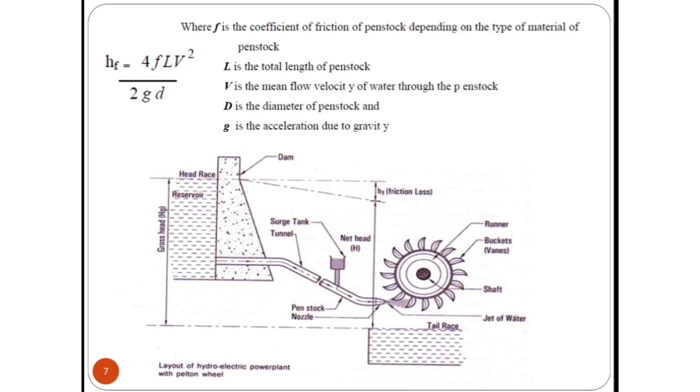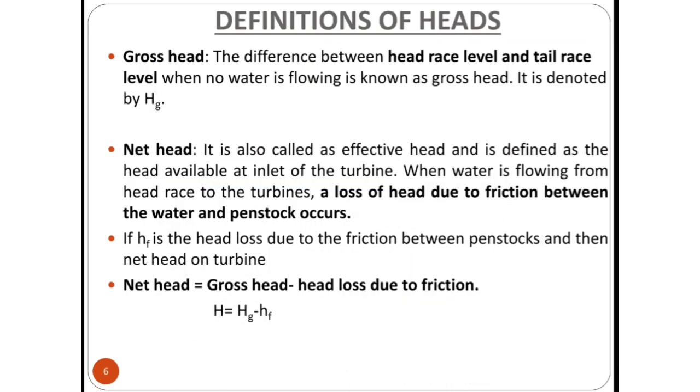So what happens here is water will be flowing from the reservoir to the turbine. When water is flowing, whatever head is available near the turbine is called the net head, because all this gross head will not be available at the inlet. There will be loss of head due to many reasons.